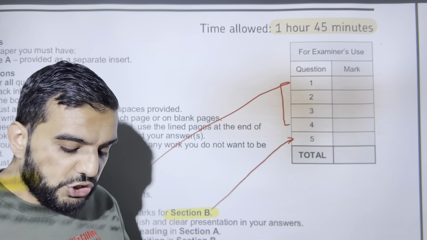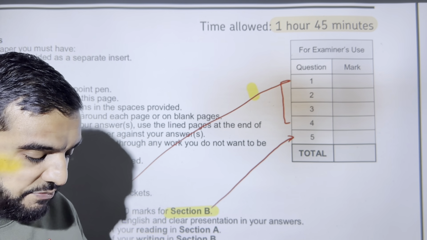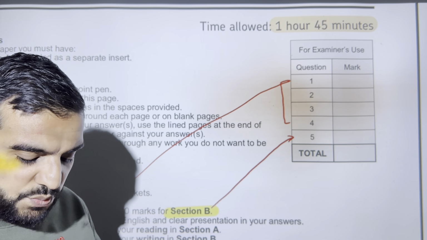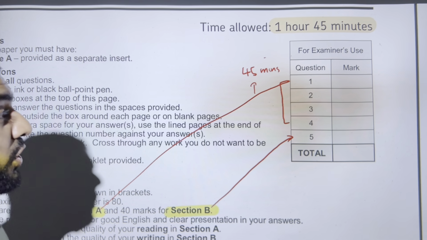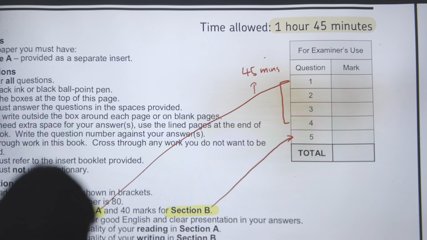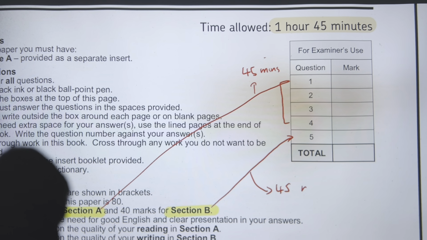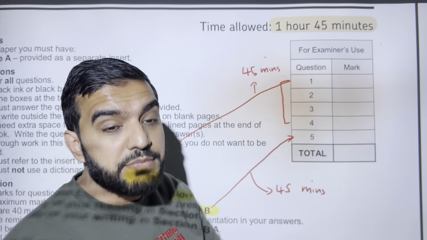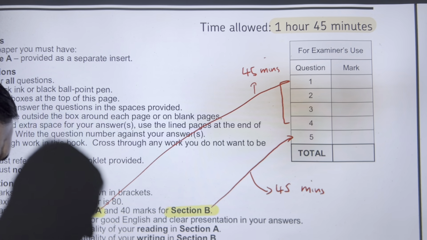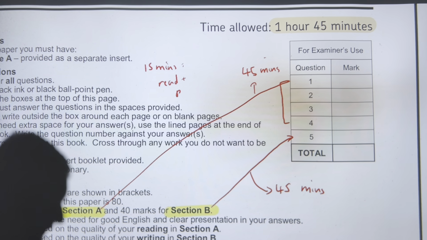Now, if you were following the timings, guys, by the time you get to the end of question number 4, you would have spent 45 minutes of your exam. We also spend 45 minutes answering question number 5. That takes us to an hour and a half. That leaves us with 15 minutes. And what we do, guys, for those 15 extra minutes is that is when we read and plan our answers.